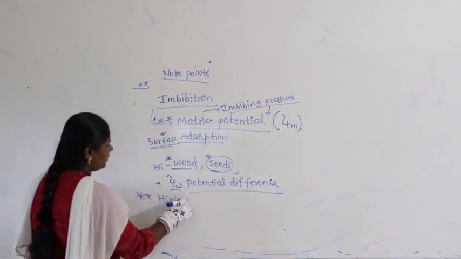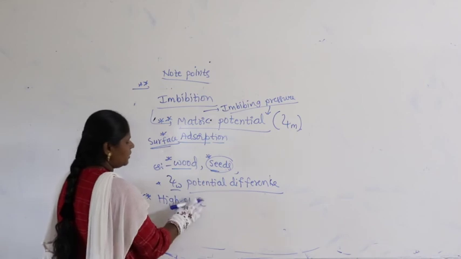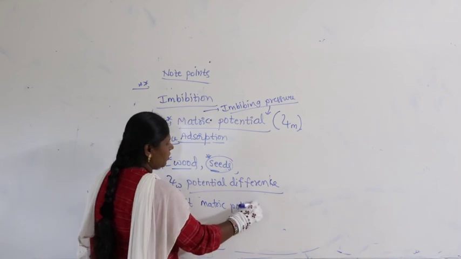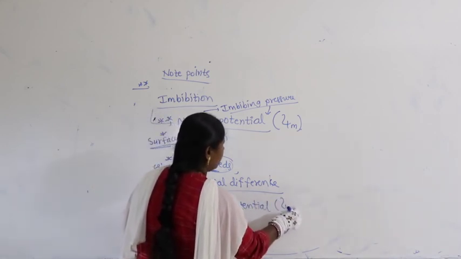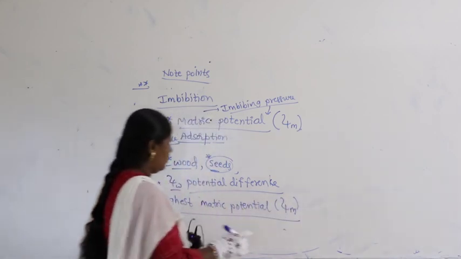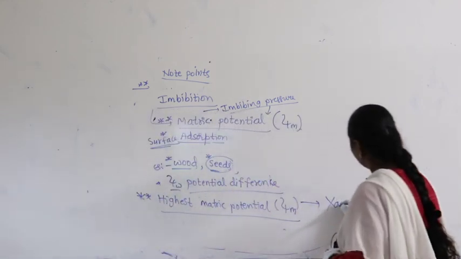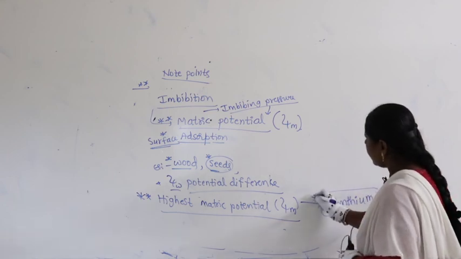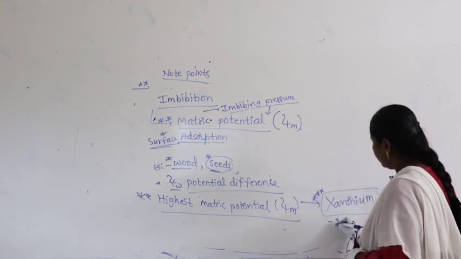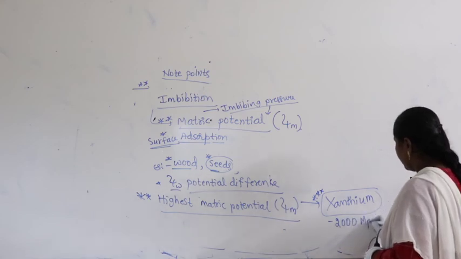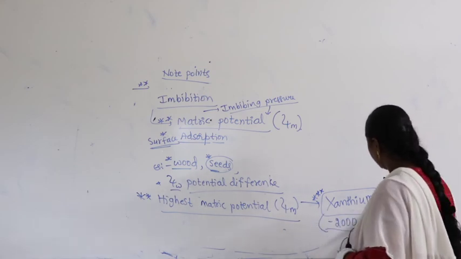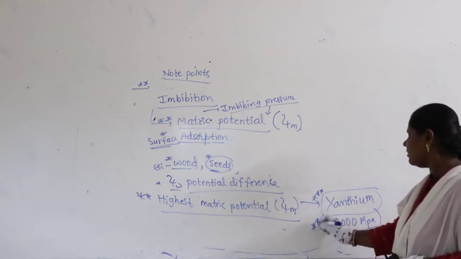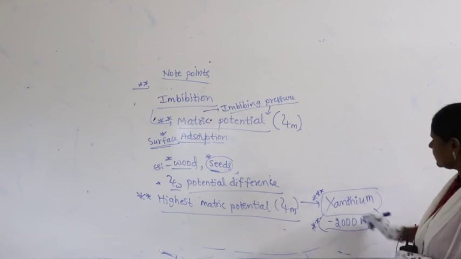So, here the note point is the highest matrix potential, that is psi m, is recorded for xanthium. So, xanthium has the highest matrix potential. What is that? Minus 2000 megapascals. Very, very important. How much is the value? Minus 2000 megapascals, and this minus 2000 megapascals is for xanthium.